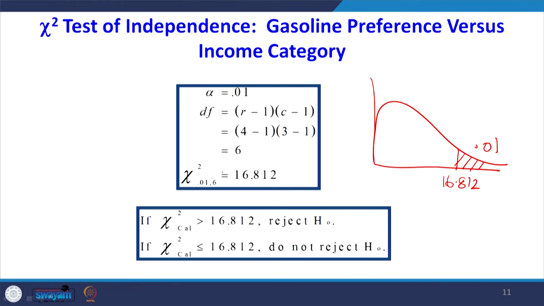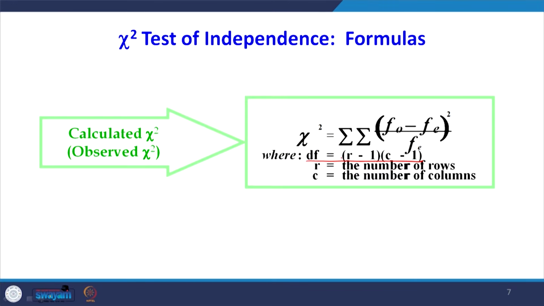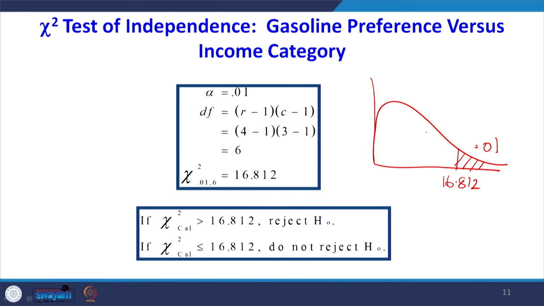Next we have to calculate the chi-square value. How will we calculate it? Using this formula: observed frequency minus expected frequency, whole square, divided by expected frequency. Using this formula, we find the chi-square calculated. If that value is greater than 16.812, we will reject our null hypothesis. If it is less than 16.812, we will accept our null hypothesis.